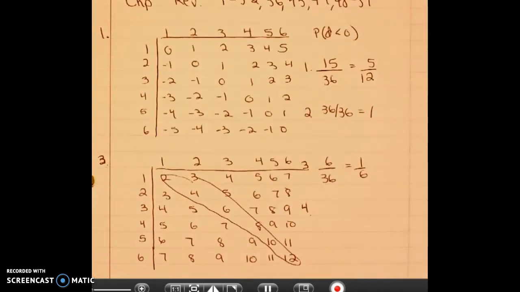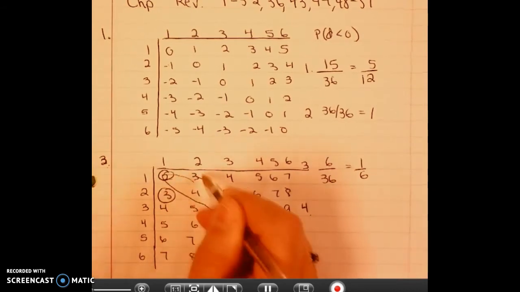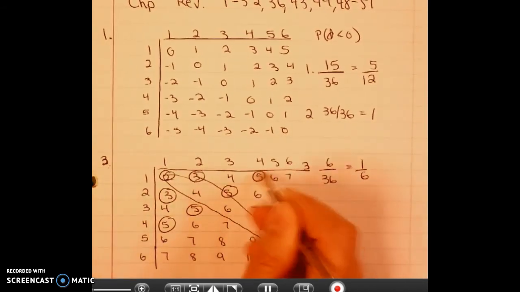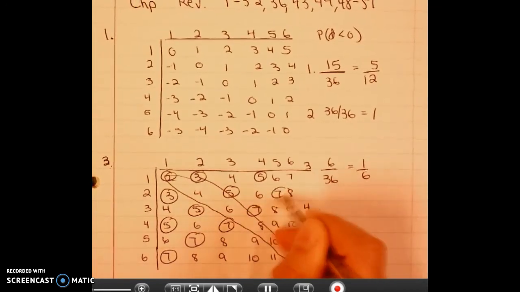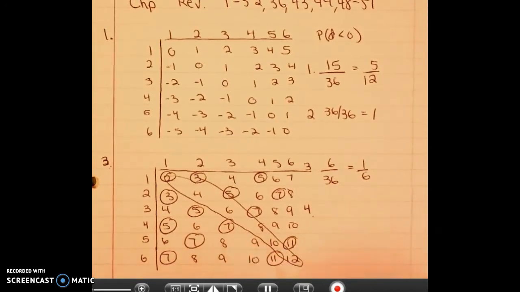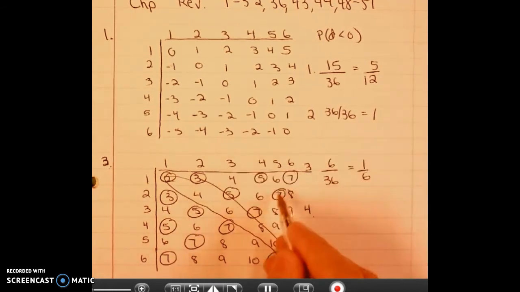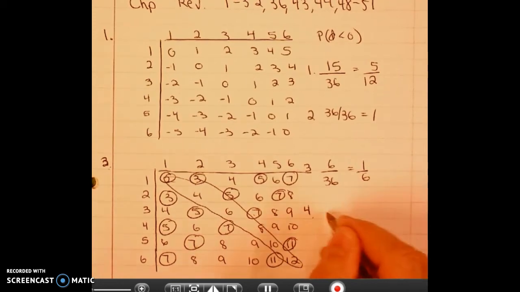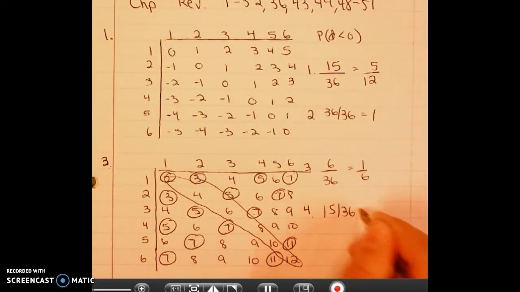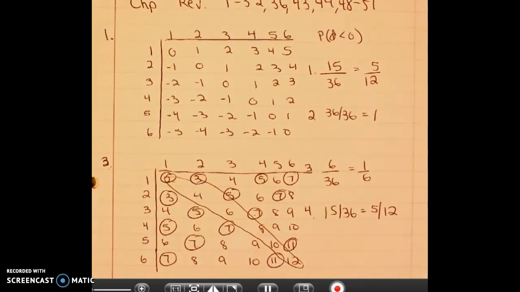Question number 4 wants to know what's the probability the sum is prime. So a prime number is a number that has two factors, which is 1 and itself. So that would be 2, the 3s, the 5s, 7s, and 11. I total those up. Again, I get a 15 out of 36, which reduces to 5 out of 12.